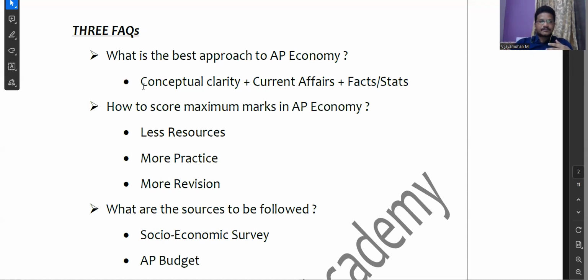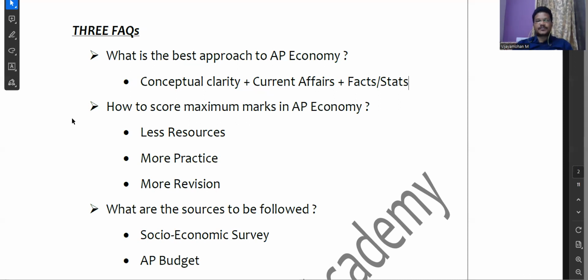Conceptual clarity, then current affairs, then facts and stats. This is the best approach to AP economy, even for Indian economy also. One thing is that you need to have conceptual clarity, then you need to link that conceptual clarity with the current affairs, then you have to substantiate with facts and stats.